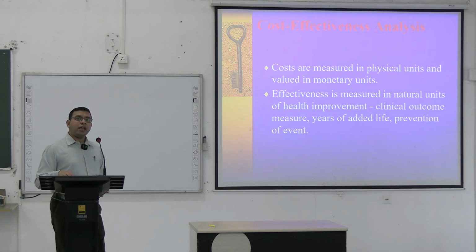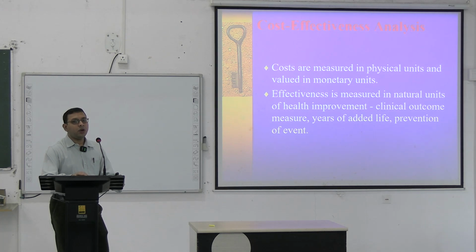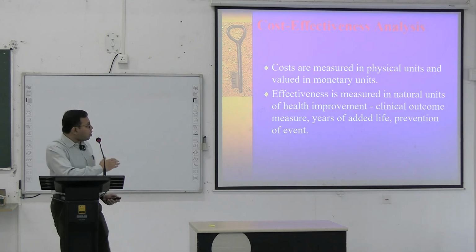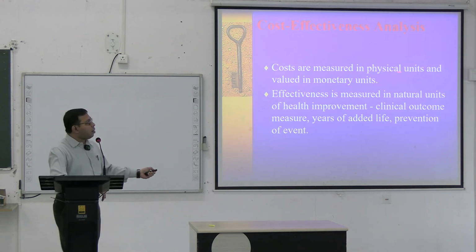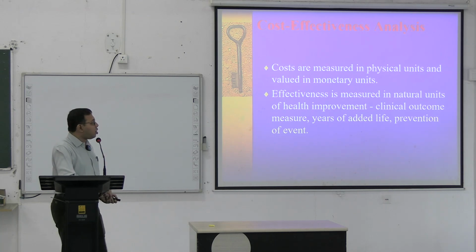So, this is the cost minimization analysis. Next, coming to the cost effectiveness analysis. This is the most important evaluation that is done as a pharmacoeconomic evaluation on a day-to-day basis in different hospitals and different centers. Here costs are measured in physical units and valued in monetary units, and effectiveness is measured in natural units of health improvement. That is, the clinical outcomes: the decrease of HbA1c, how much the hypertension is decreased, the years of added life, prevention of one event, prevention of one heart attack, like this.